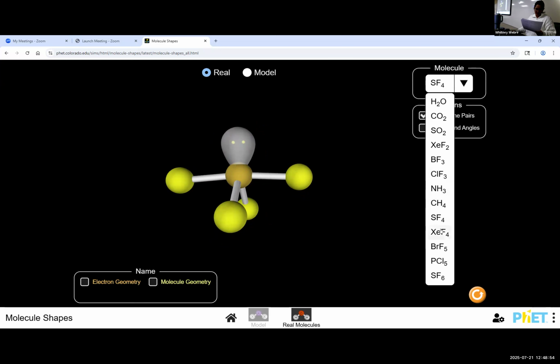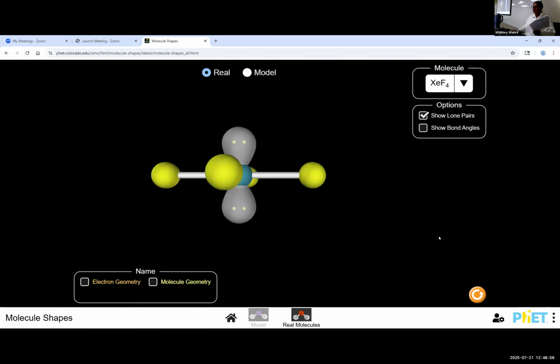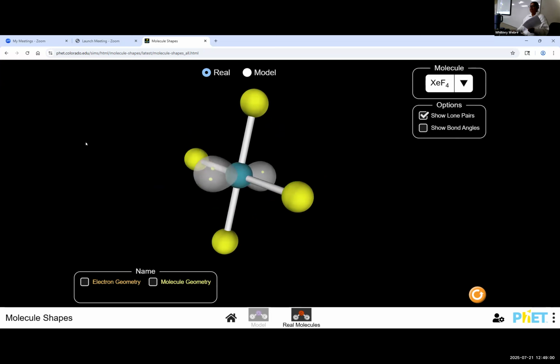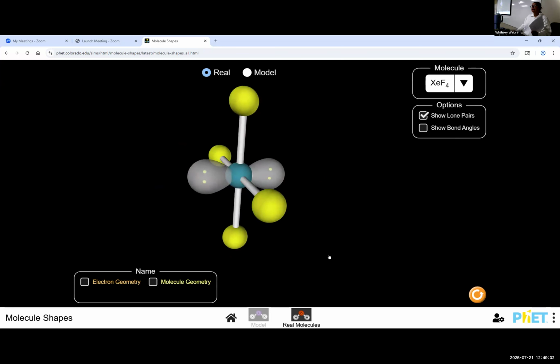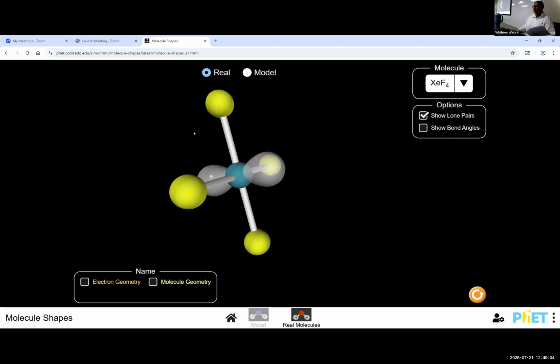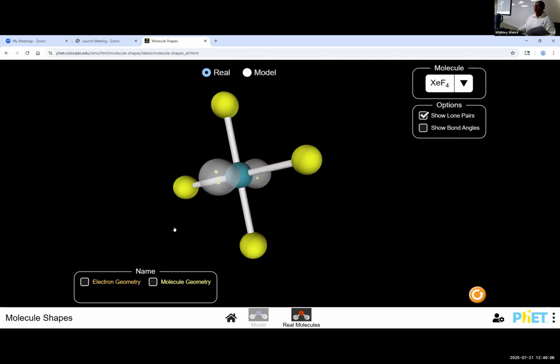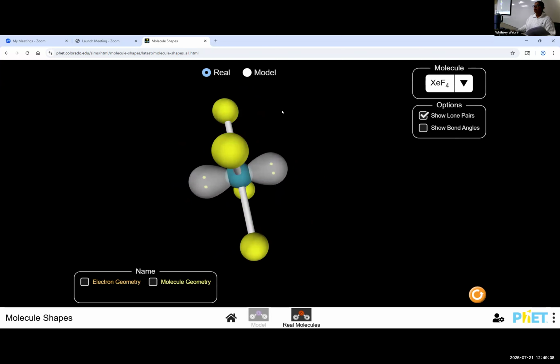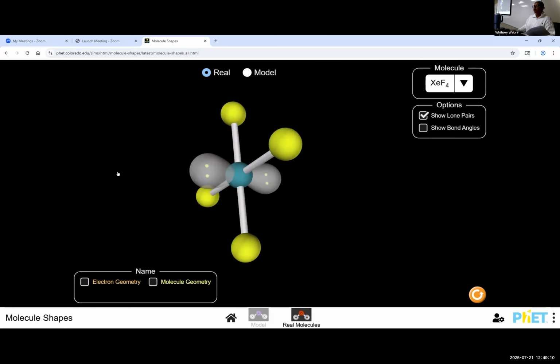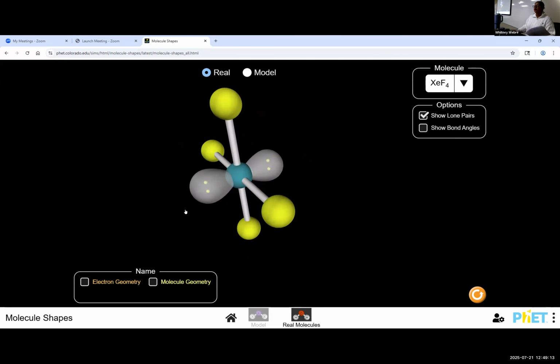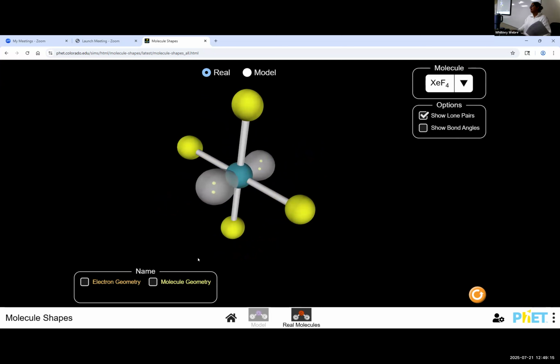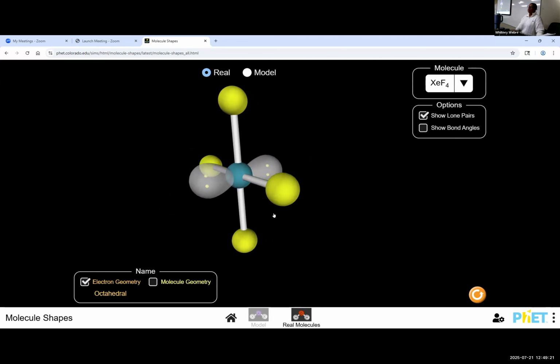Ooh, XeF4, that is on page 3, the last on page 3. Okay, so there are 6 things attached to this one: 1, 2, 3, 4, 5, 6. Can anyone pronounce the name for the electron geometry? Octahedral. I know it's weird because octa makes me think 8, but octahedral will be the electron geometry.